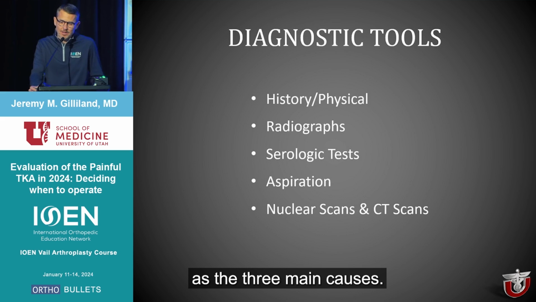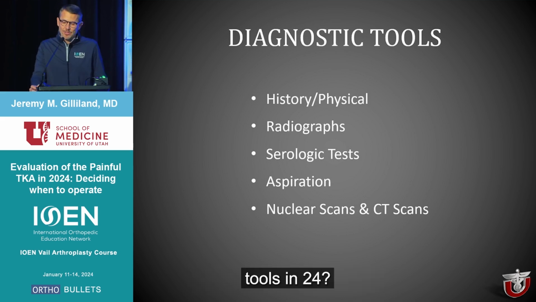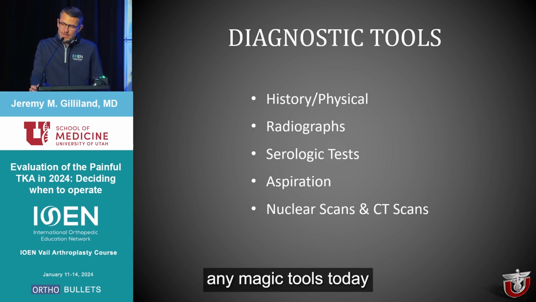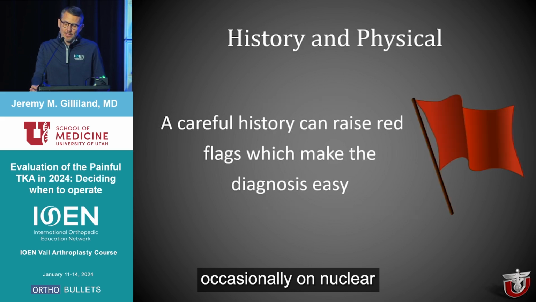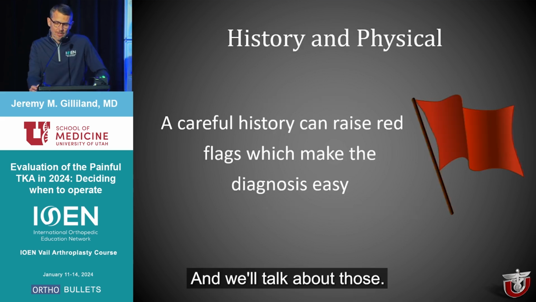the 3 main causes. What are our diagnostic tools in 24? Well, unfortunately, we don't have any magic tools today that we didn't have before. History and physical really is the main one. Radiograph, serologic test, aspiration, and then occasionally a nuclear scan or CT study, and we'll talk about those.